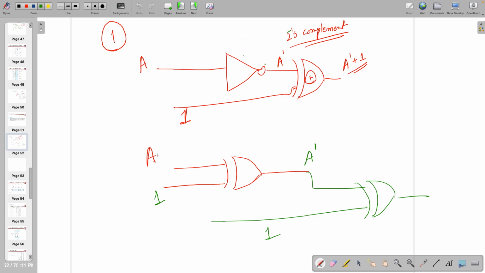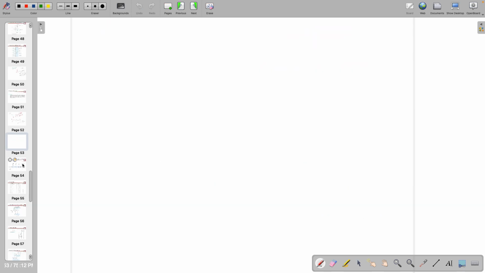So, how does this XOR gate work? If both are 1, then the output is 0, right? So if A is equal to 1, the output is 0, right? But if A is equal to 0, the output is 1, right? So it's A prime, right?